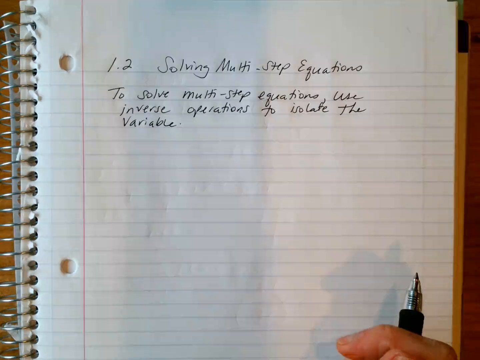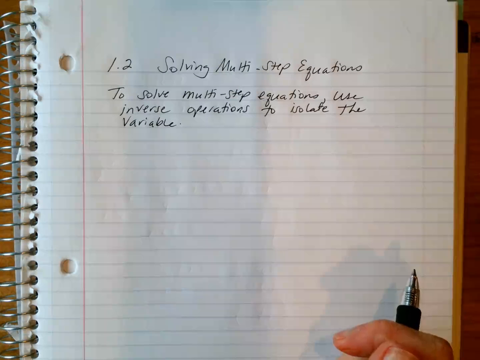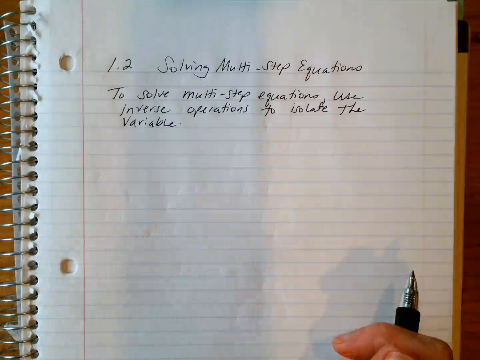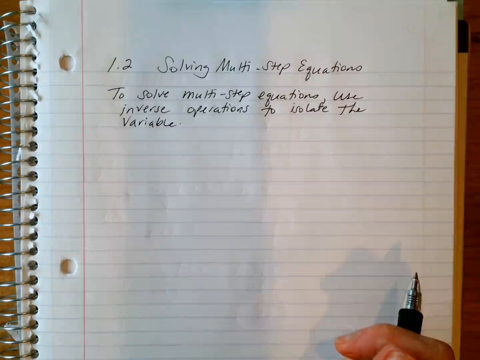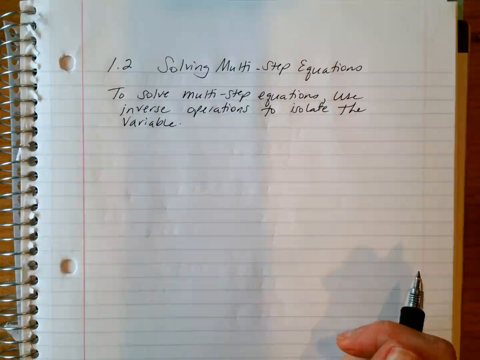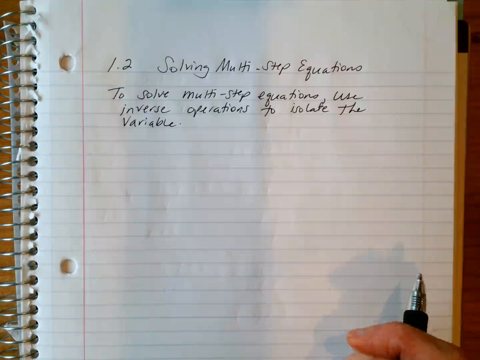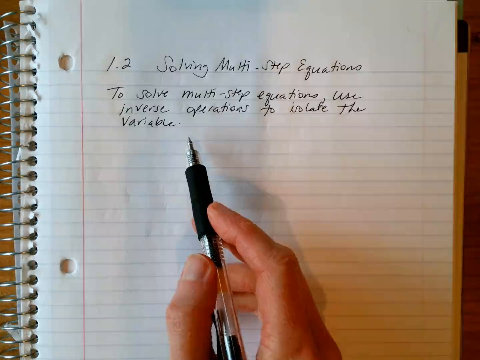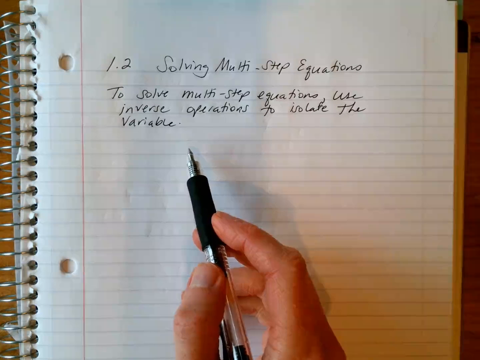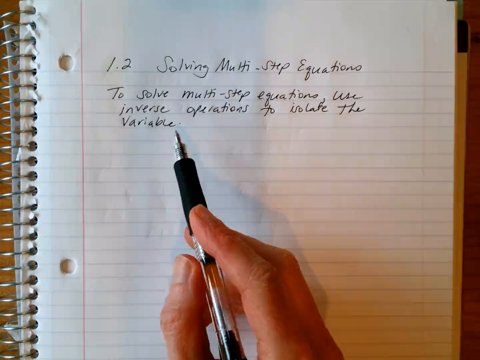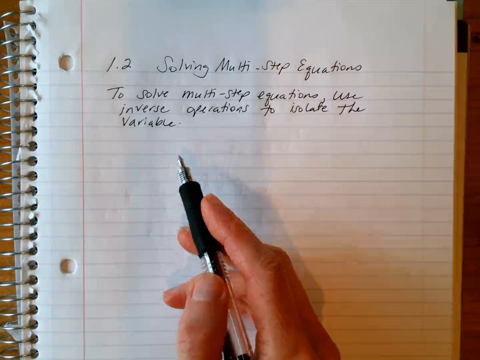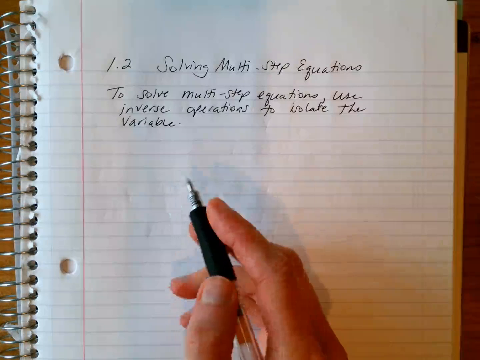In this lesson, we are going to be looking at solving multi-step equations. If you remember from lesson 1.1, we learned about the subtraction property, addition, multiplication, and division properties of equality. We are going to use those same properties today to solve two-step equations. To solve multi-step equations, use inverse operations to isolate the variable.